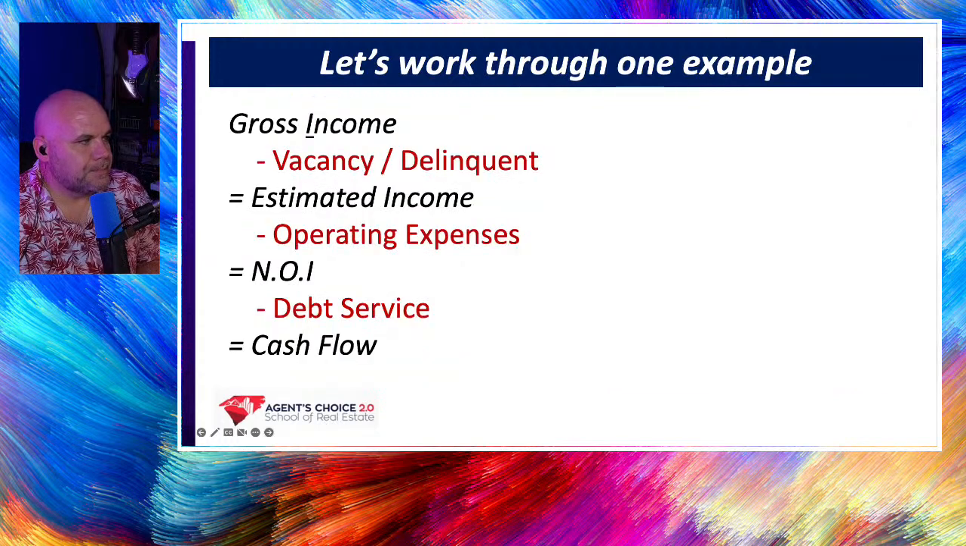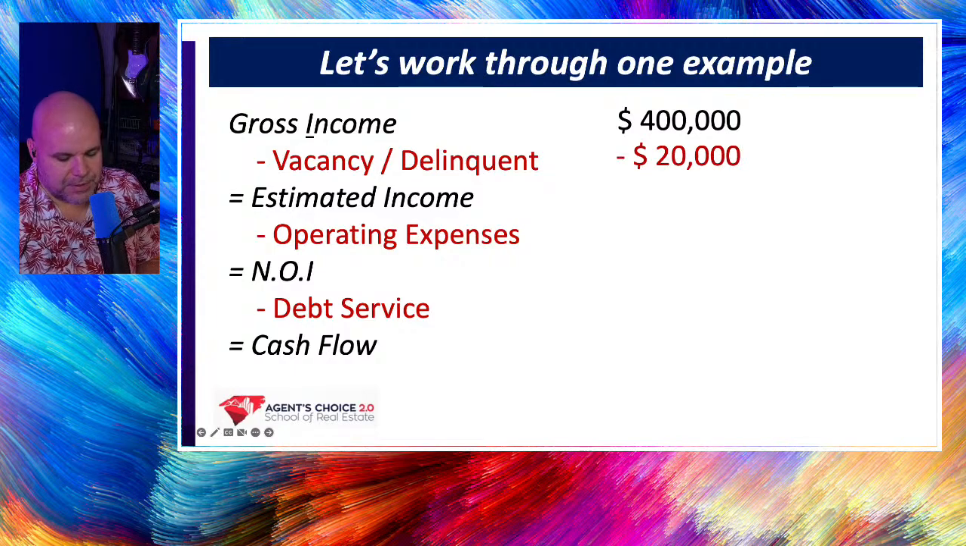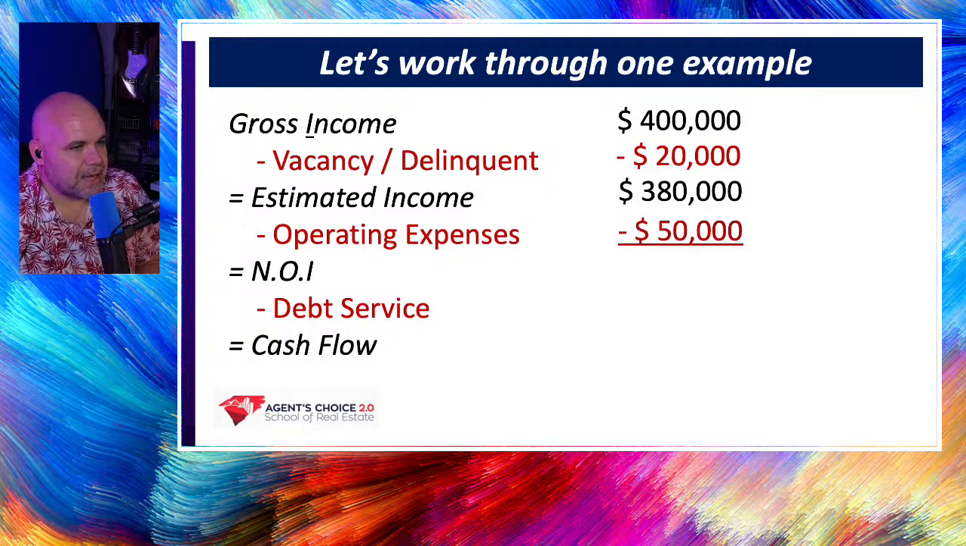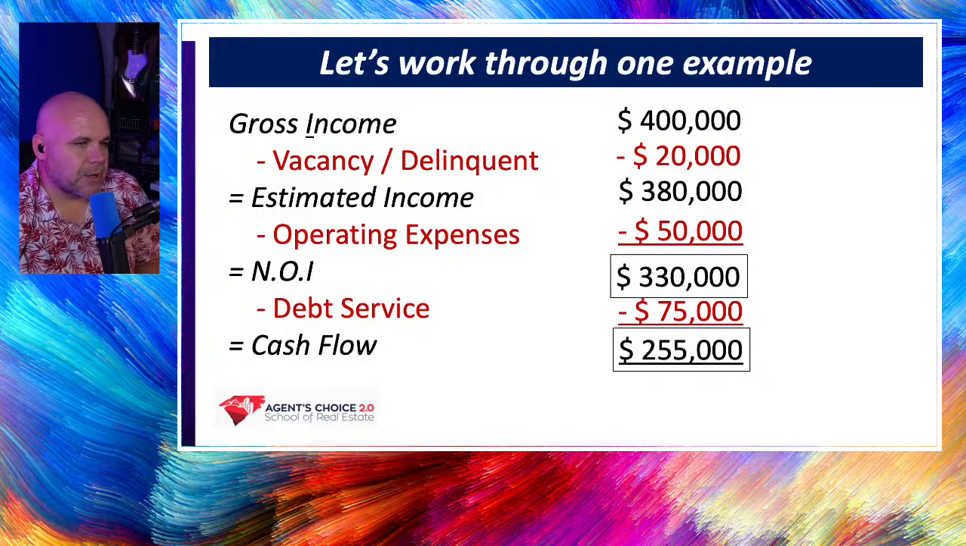Let's plug them in. Our gross income is $400,000. We're going to subtract 5% of $400,000. I believe it was 5. Yeah. And that is $20,000. Subtracting that out gives us the effective income of $380,000. Now we're going to subtract those operating expenses of $50,000. We're not subtracting the debt service yet. But this gives us our $330,000 net operating income. We keep on going and subtract the debt service, and that brings us our cash flow of $255,000.